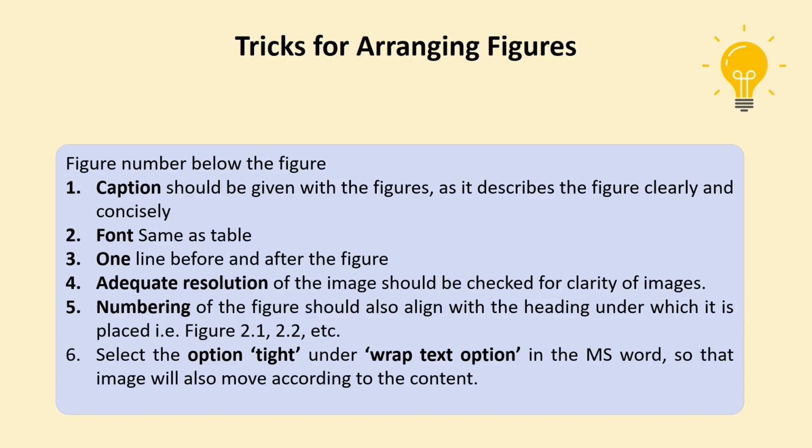Select the option tight. This is a special trick I am sharing with you all. Select the option tight under the wrap text option. Whenever you are putting any image in a proposal, especially in MS Word format, go to the option tight under wrap text in MS Word, so that the image will move accordingly with the content. For example, if you are shifting the content up and sideways, the image will also move according to the content. It is actually being tight with the content where you make it. So it's a very important command. You can do it when you are arranging any kind of pictures in your research proposal.